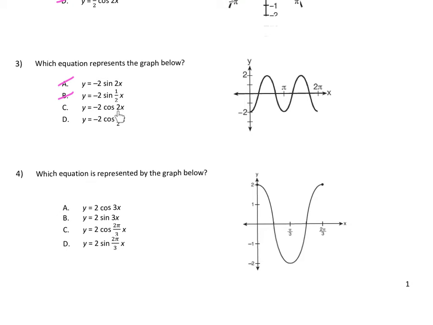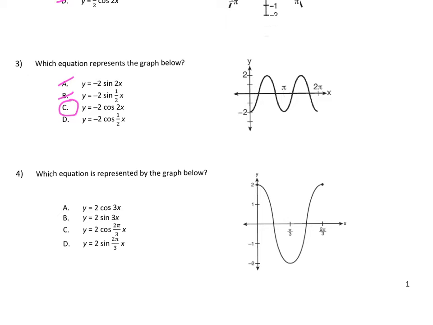But this one, letter C says the frequency is 2, and letter D says the frequency is 1/2. Now the frequency is the number of complete cycles between 0 and 2 pi. So we could see we have 2 complete cycles. So the frequency is 2, so it's got to be letter C.